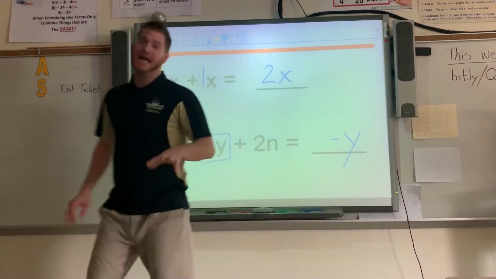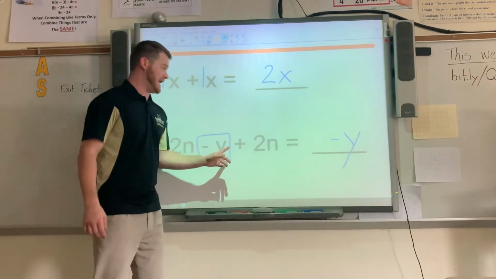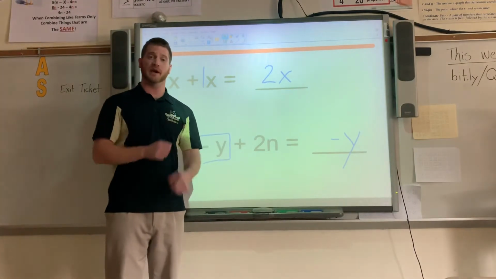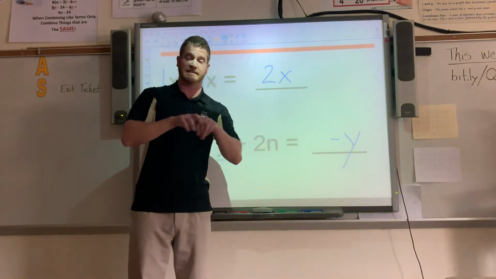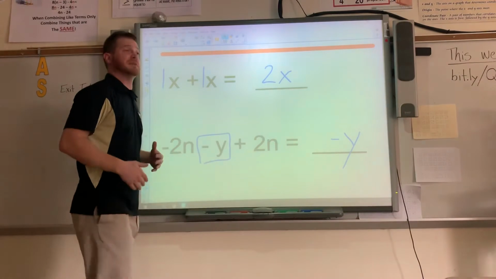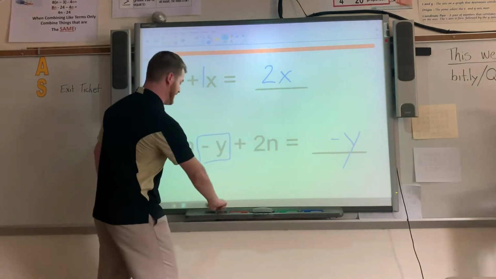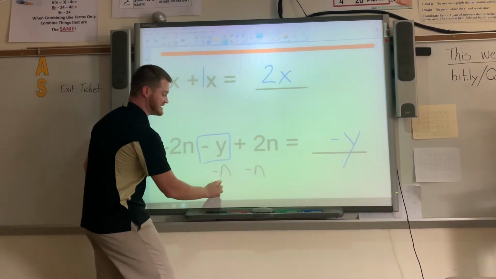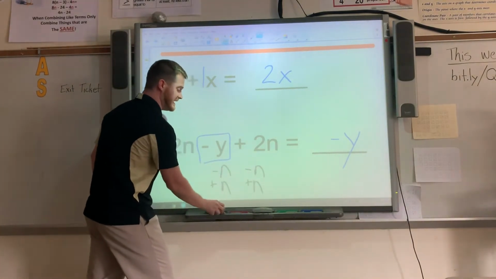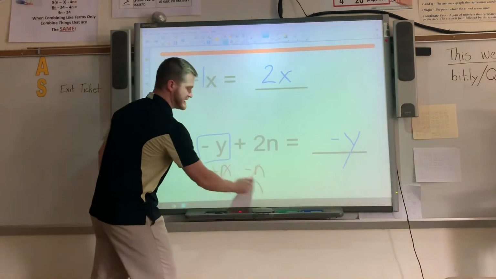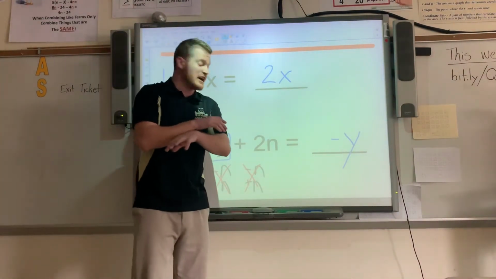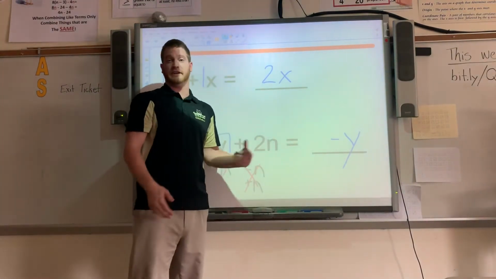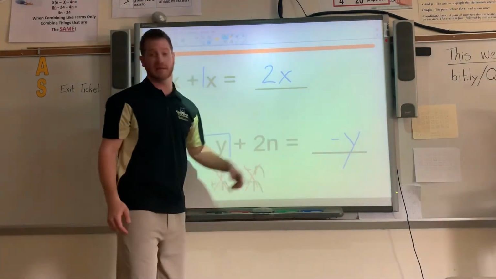Now, looking at my n's, we have a positive 2n and a negative 2n. What we learned about zero pairs, if I have two positives and two negatives, they're going to cancel out to leave me nothing. So there's going to be no n's left over. If you want to write it out like this, negative 1n, negative 2n, and beneath it, positive n, and then positive n, those cancel out, leaving us with zero n's. So you don't need to write zero n, okay? There's nothing there, you don't have to write anything. So the final answer here would be negative y.